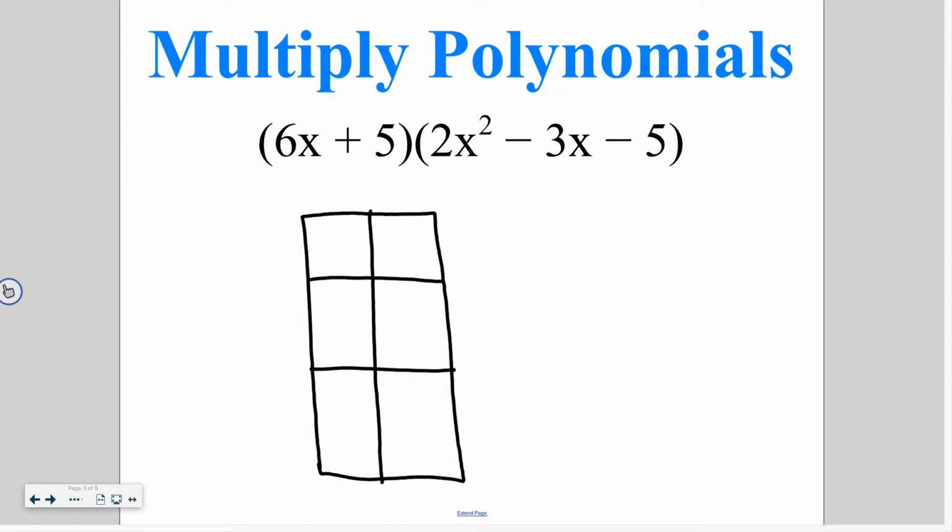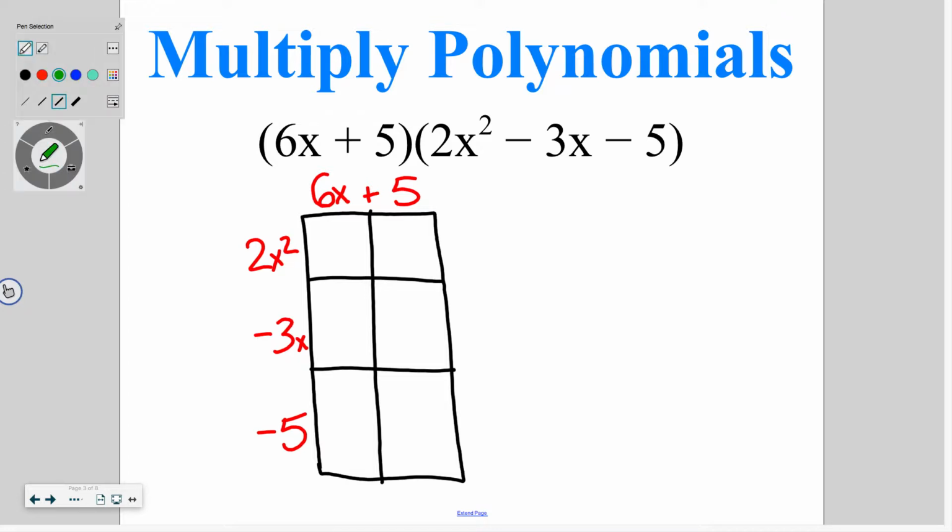So our first term is 6x plus 5. And our second one is 2x squared, negative 3x, and negative 5. So we've got our 2 different expressions. Now, inside of the boxes, that's where we're going to do our multiplication.